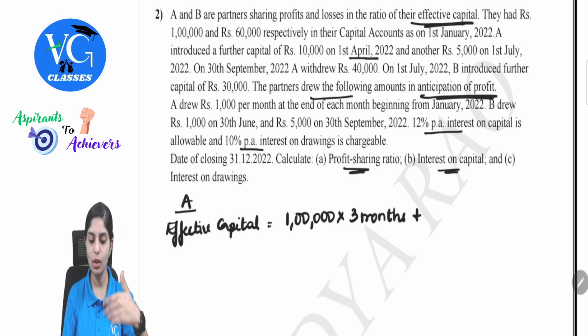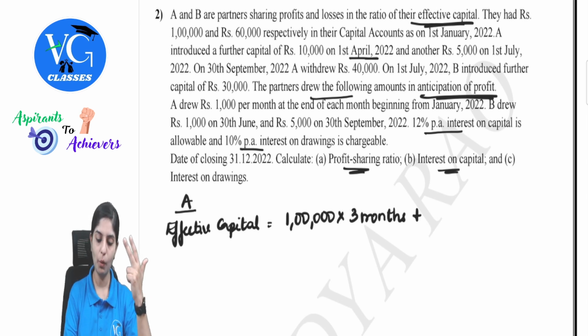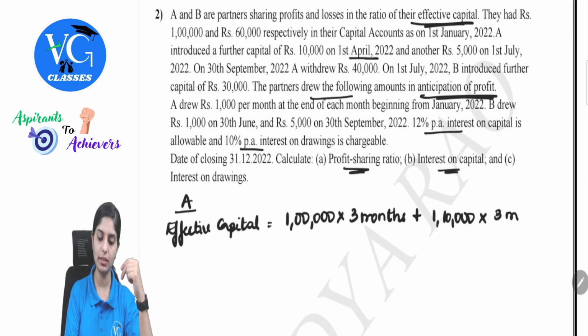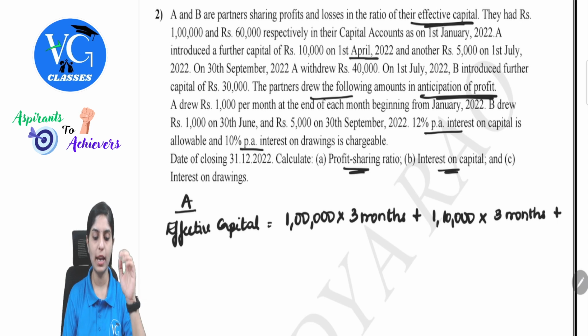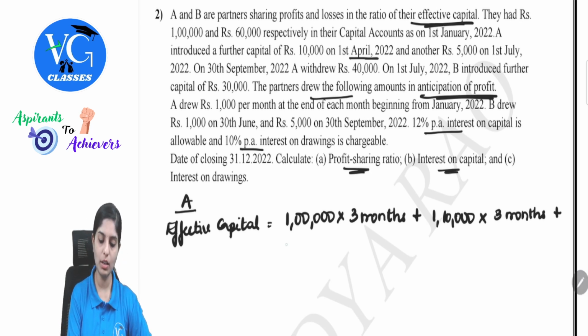Next, 10,000 was added. So the balance became 1,10,000. This was present until 1st of July. So April, May and June. So 1,10,000 for 3 more months. And another 5,000 on 1st July. Until 1st July, this was continuing for 30th September. So July, August and September. So the balance was now 1,15,000 into 3 months.